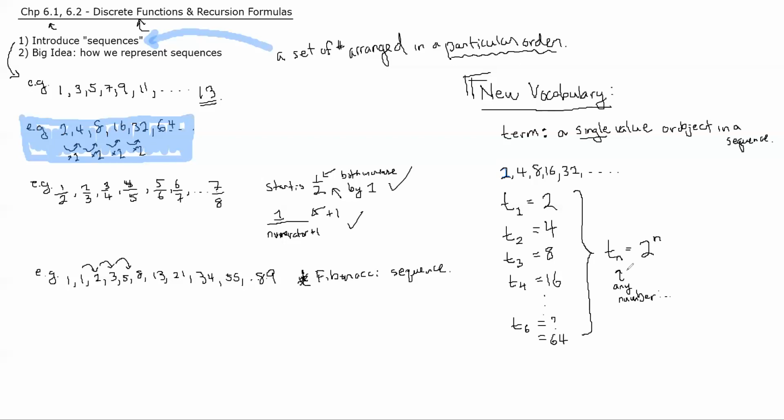Does that work? Well, T1 would be 2 to the power of 1. 2. It checks out. T2 is 2 to the power of 2. 4. It checks out. And so T6, in other words, the sixth term, is 2 to the power of 6. Does that check out? You can use your calculators, but I'm going to go on and say yes, it does check out. Okay?